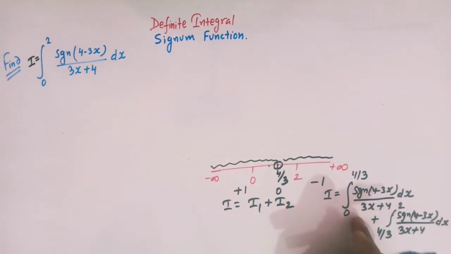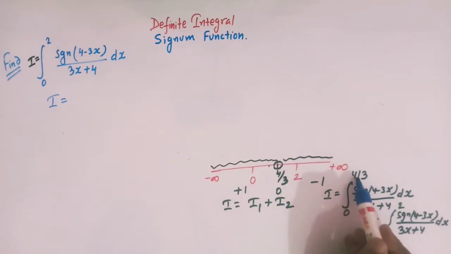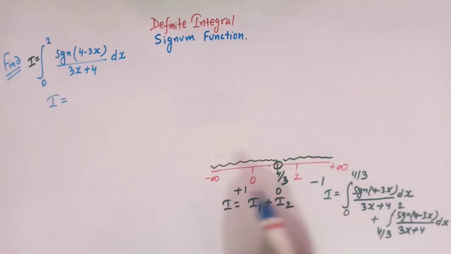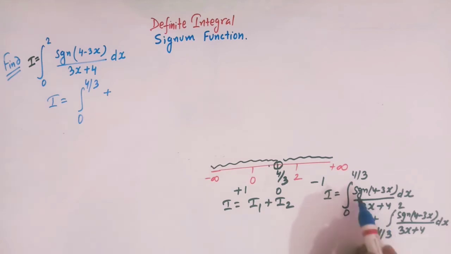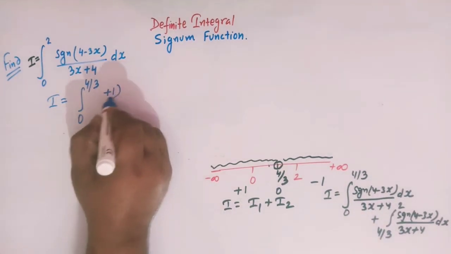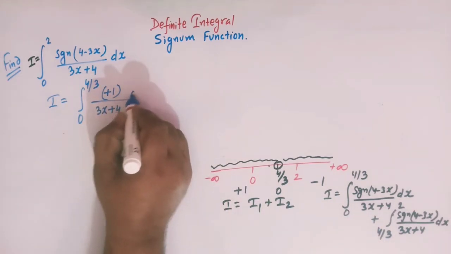So now viewers, this integral can be written as, see, the first integral goes from 0 to 4 by 3, and in the interval 0 to 4 by 3, all the values of x are less than 4 by 3, right? So signum of 4 minus 3x will take the positive 1 value. So here we have 0 to 4 by 3, signum of 4 minus 3x has the value plus 1, and in the denominator we have 3x plus 4 and dx, right?